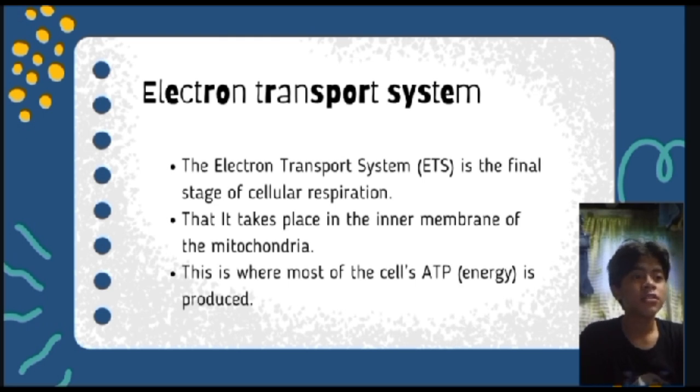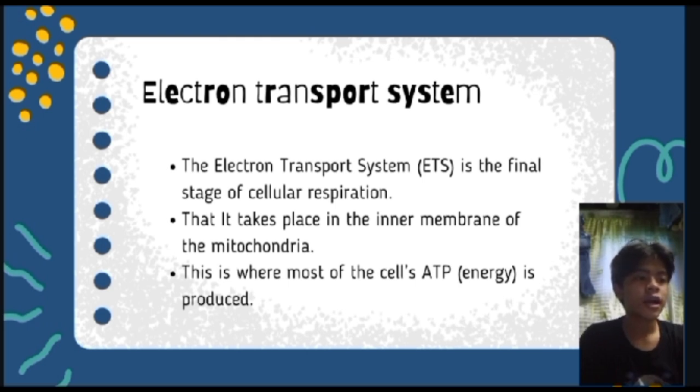So, the electron transport system, which is the final stage of cellular respiration, is the process that happens inside the mitochondria, the part of the cell that produces most of its energy. So, the electron transport system, or ETS, takes place in the inner membrane of the mitochondria. Nangyayari daw yung electron transport system sa inner membrane mismo ng mitochondria. This is where most of the cell's ATP, or energy, is being produced.